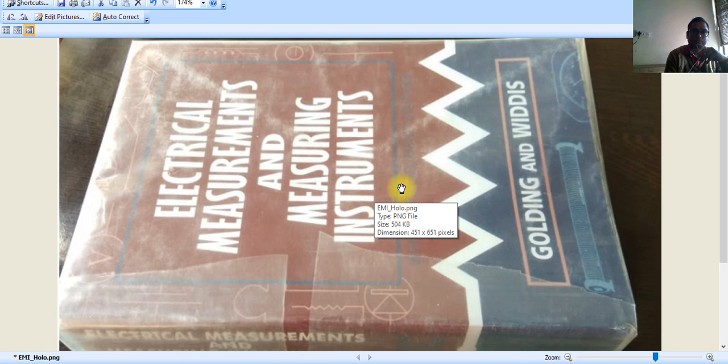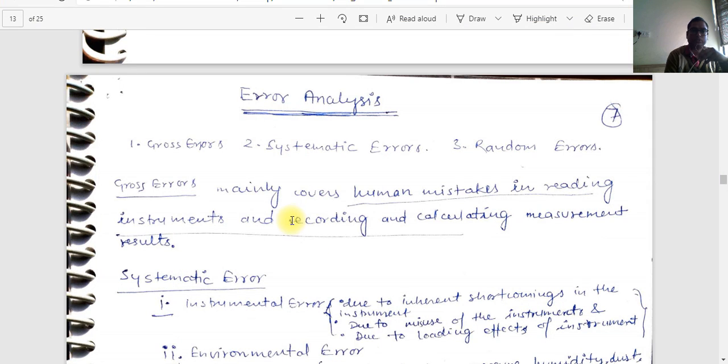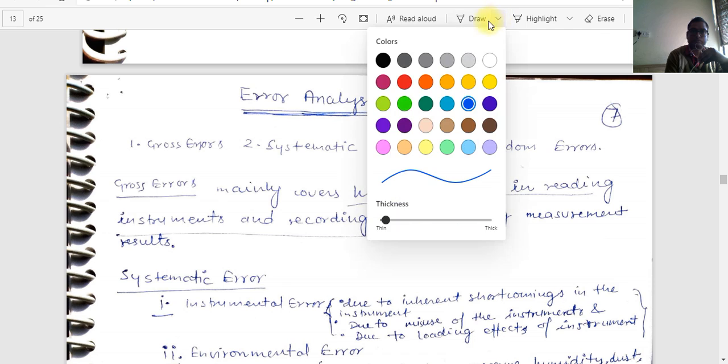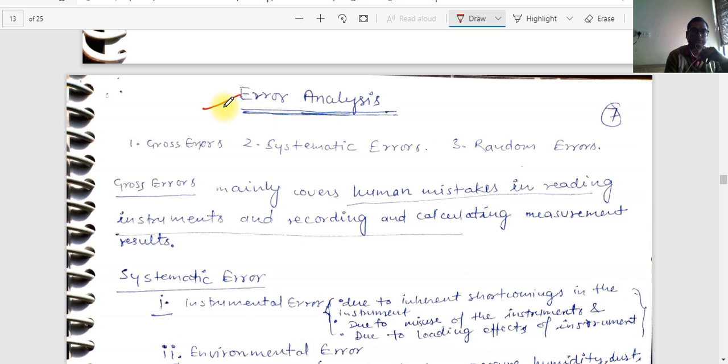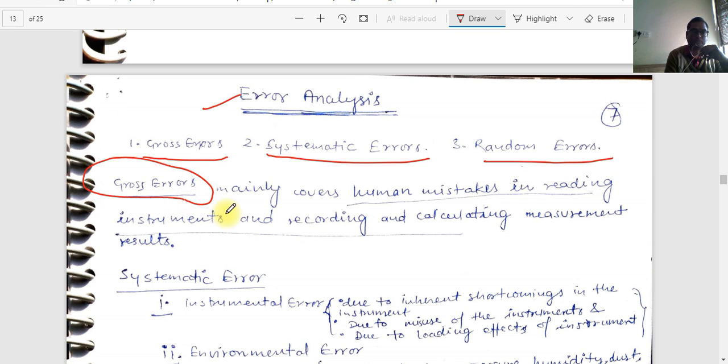Welcome back, technocrats. In this electrical measurement instrumentation, we will discuss further the 40 to 60 percentage coverage of measurement. For this, let us see what is the error analysis. Generally, we deal with systems for measurement. Obviously, some error occurs in measurement. There are three types: gross error, systematic error, and random error.